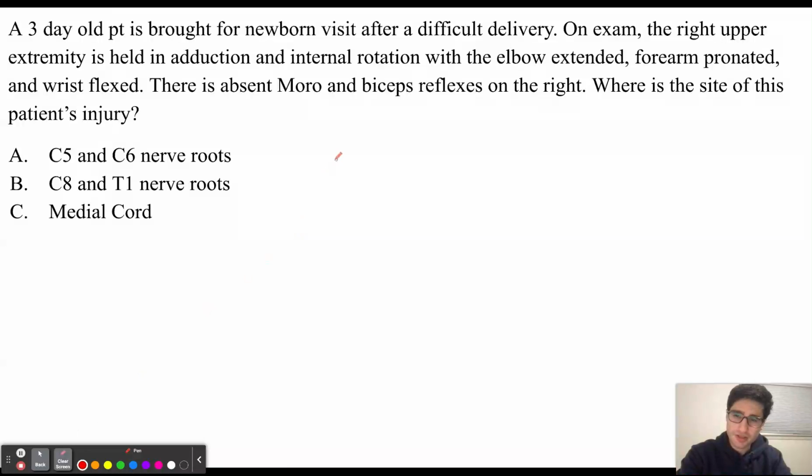A 3-day-old patient is brought for a newborn visit after a difficult delivery. On exam, the right upper extremity is held in adduction and internal rotation with the elbow extended, forearm pronated, and the wrist flexed. There are absent Moro and biceps reflexes on the right. Where is the site of this patient's injury?